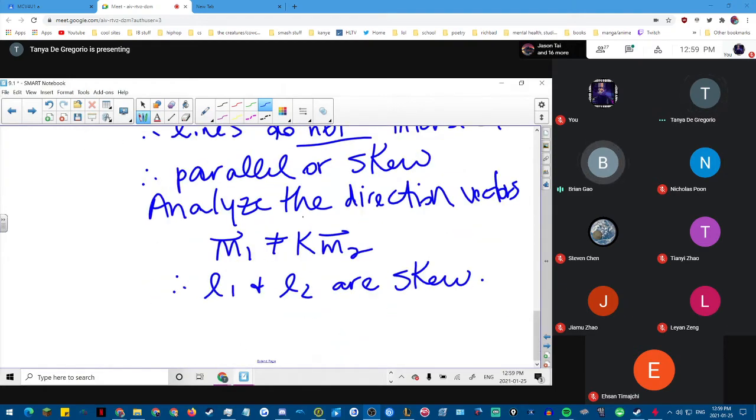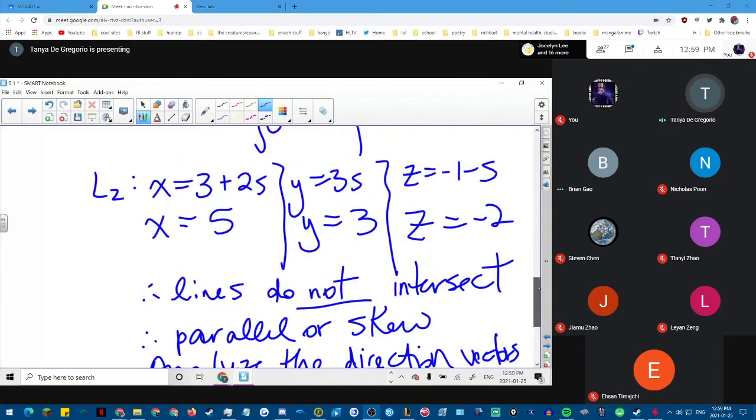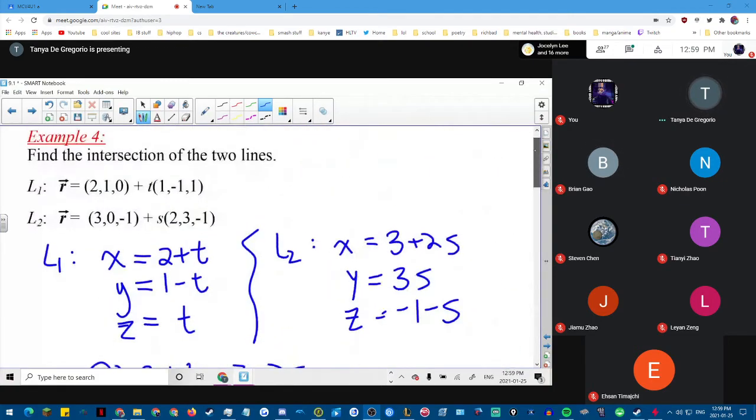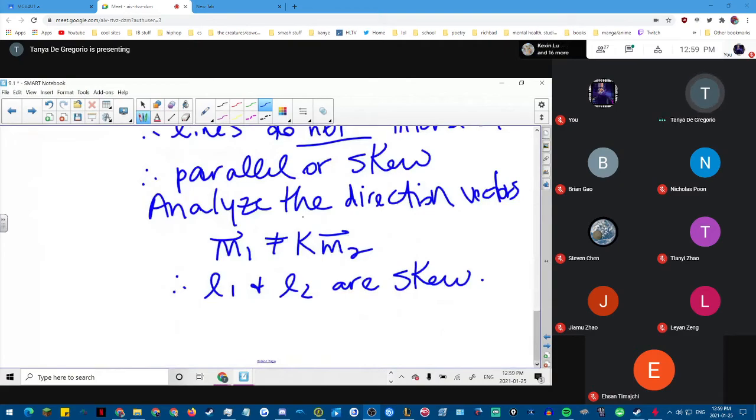So Miss, if they were coincident and you sub the parametrics into each other, would you get like the T's and S's cancel out? You're going to get a true statement. Yes. Okay.